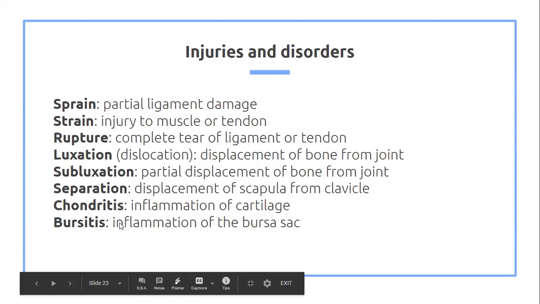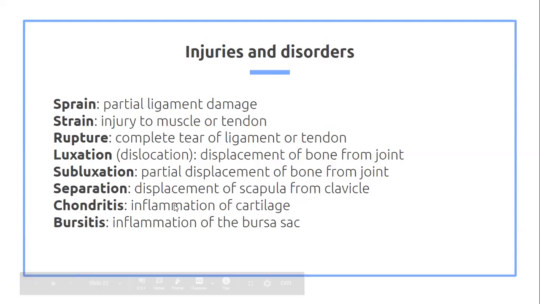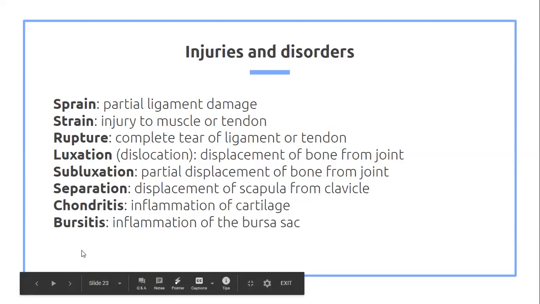And chondritis is the inflammation of cartilage. So your cartilage actually gets inflamed and it swells up. And bursitis is inflammation of the bursa sac, which is also located near your joints. It's like a sac.